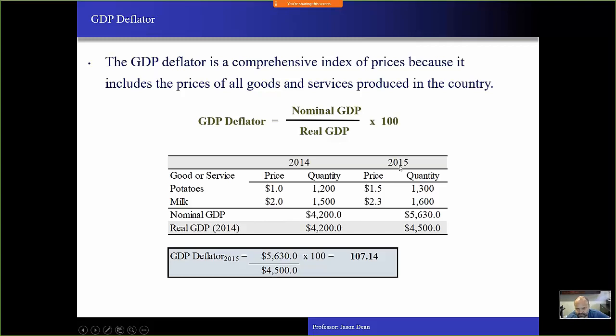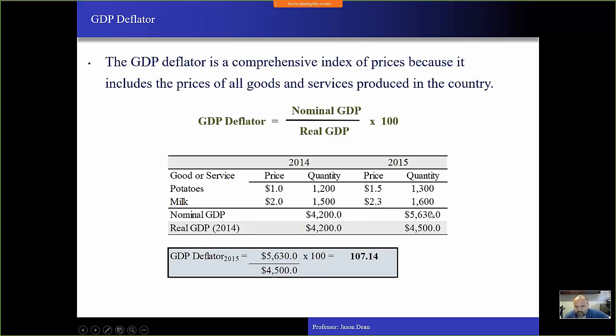In 2015, if we calculate the nominal GDP, it would be 5,630. So we're just taking the prices, multiplying them by the quantities, and then taking a sum. I'll go over this if you watch the lecture for chapter 3. It will give you some more background on what I'm doing here, but it's pretty straightforward. We're just multiplying the prices and quantities, and that gives us our nominal GDP.